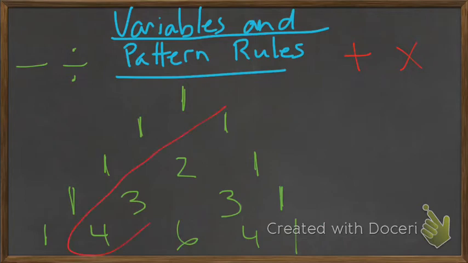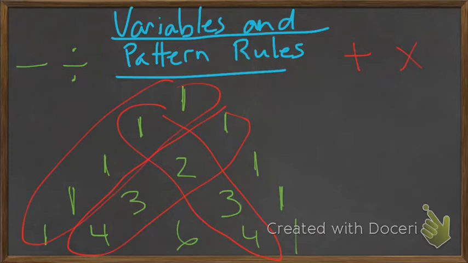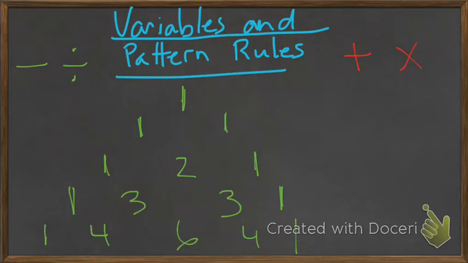So we still have that pattern. 1, 2, 3, 4 on this side. 1, 2, 3, 4 on this side. These are all ones. These are all ones. But those patterns, we're not going to be looking at those patterns. We're going to be looking at a different pattern.